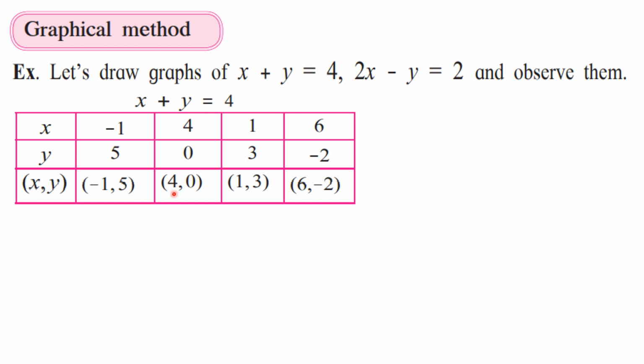But if the 3 points are collinear, that means only one line passes through them. They are on the same line. So we should take at least 3 points. But since in our textbook it is given that we should take 4 ordered pairs, all of you should go for 4 ordered pairs. Okay? You should try to avoid the mistakes. Always try to follow the textbook method.